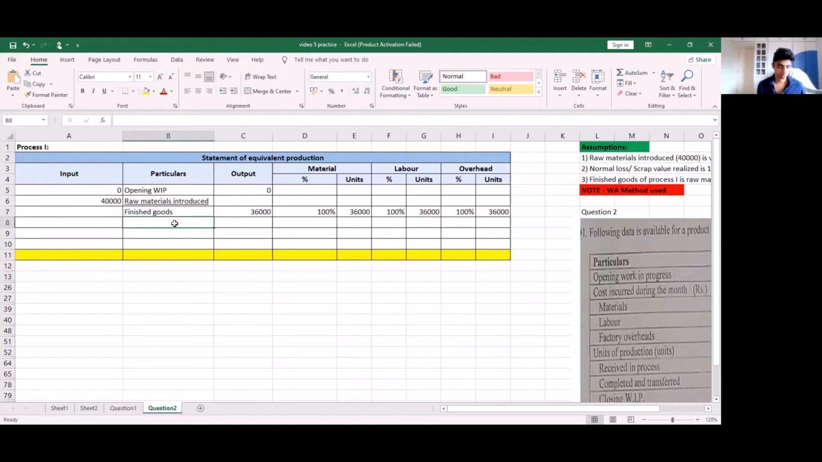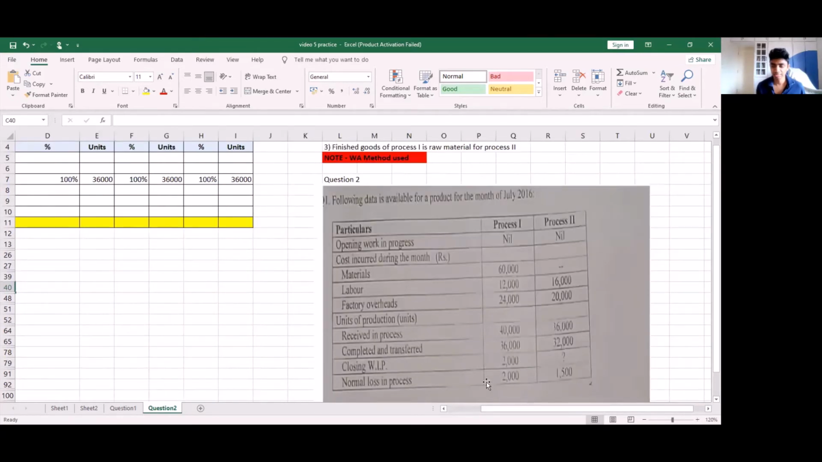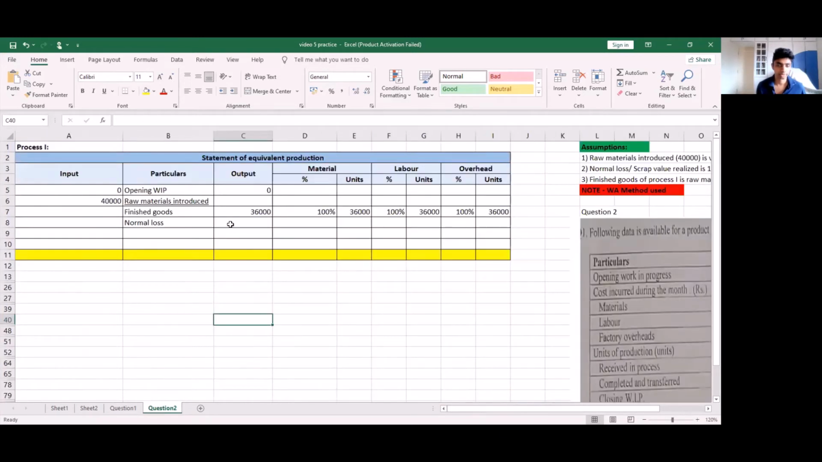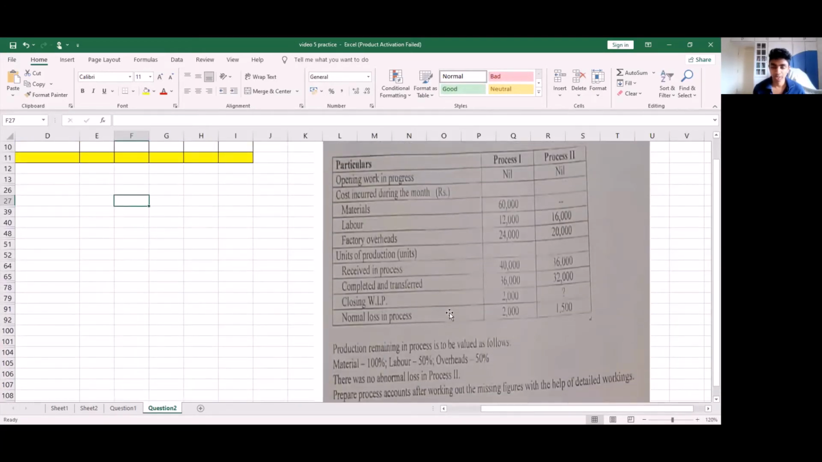Next, we have our normal loss. Normal loss in process for process 1 is given as 2000. So this 2000 is our number of units. So we will write 2000. We assume no amount of work has been done on a normal loss. So we have 0% as our degree of completion and number of units will also be 0. We have not been given anything in our question related to an abnormal loss or an abnormal gain.